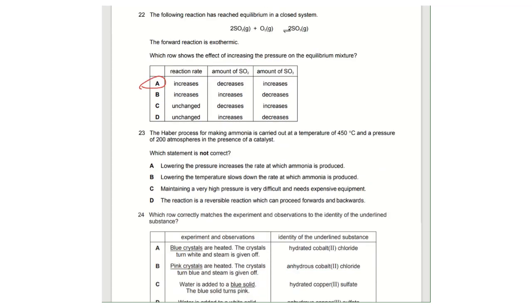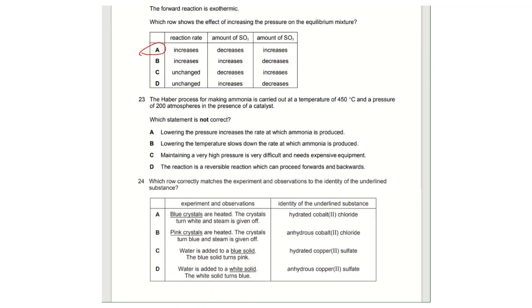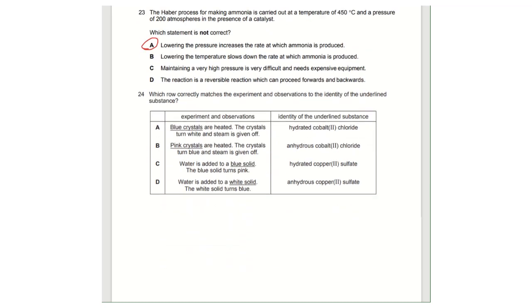The Haber process of making ammonia is carried out at a high temperature and pressure in the presence of a catalyst. This is not correct: lowering the pressure increases the rate at which ammonia is produced. So this statement is wrong because ammonia is obtained at high pressure.